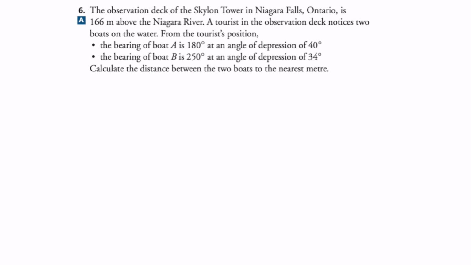So the first thing you're going to want to do is draw a diagram to get some sort of visual representation of the problem. So I'm just going to draw the water. So this is the river, and we know the Skylon Tower is 166 meters above the river. So I'm just going to draw that tower, and it's 166 meters above the water. And we know that the deck is at the top, so the person is also at the top.